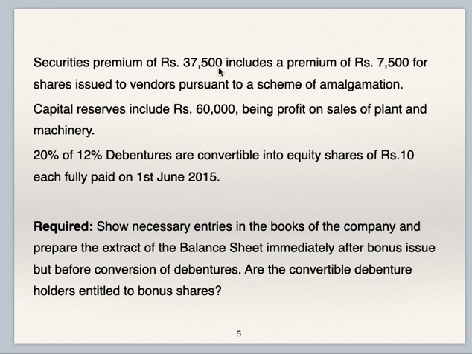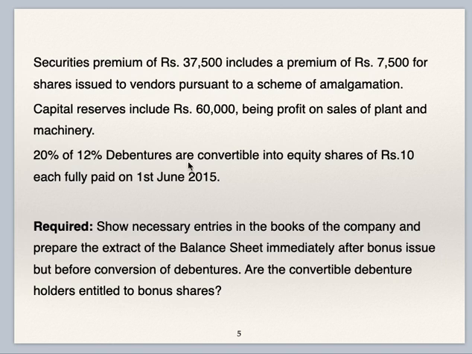Securities premium of rupees 37,500 includes a premium of rupees 7,500 for shares issued to vendors pursuant to a scheme of amalgamation. So out of securities premium account, you can utilize only 30,000 because 7,500 is not received in cash. Capital reserve includes 60,000 being profit on sale of plant and machinery. Similarly, out of capital reserve, only 60,000 can be used.